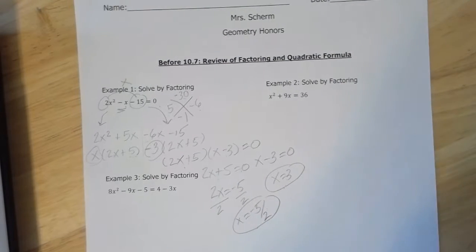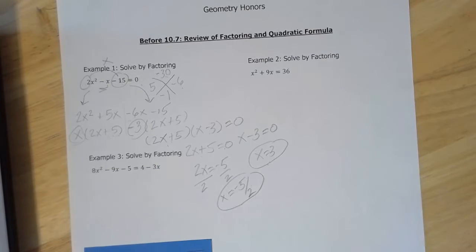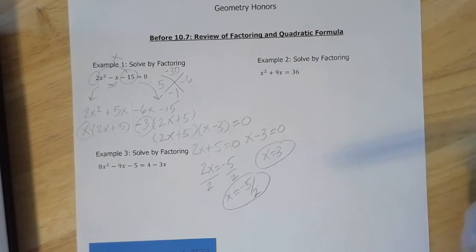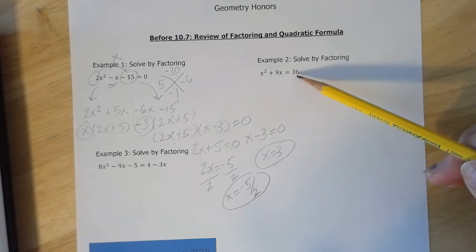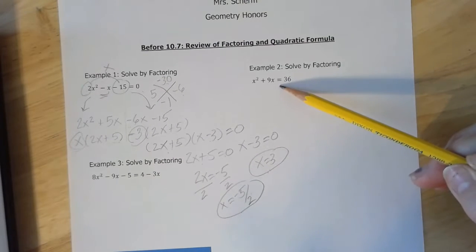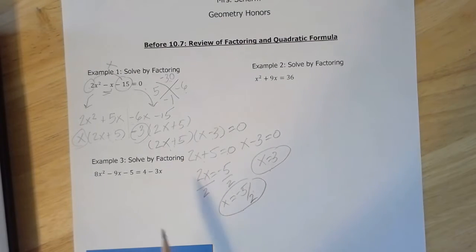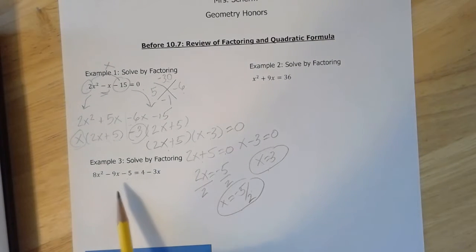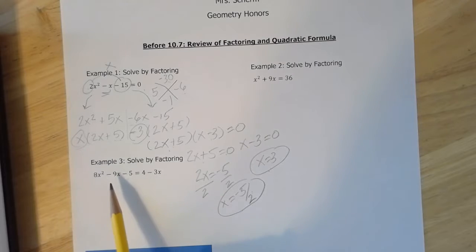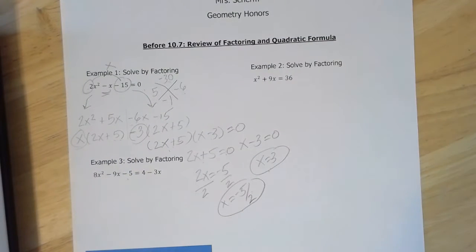I would like you guys to practice and solve by factoring examples 2 and 3. I just want to explain one thing about how to do these two problems. For this one, you're going to start by moving your 36 over, setting it equal to 0, and doing the same method I just did here. Example 3 is the same exact concept. You want it to be equal to 0, so you're going to move your 4 over, move the 3x over, combine it with your terms, then factor it just like I did example 1.